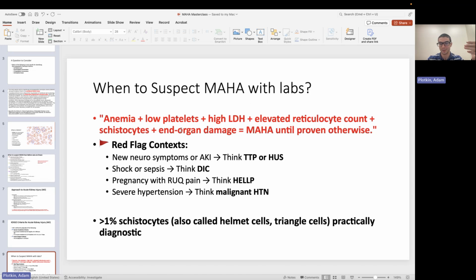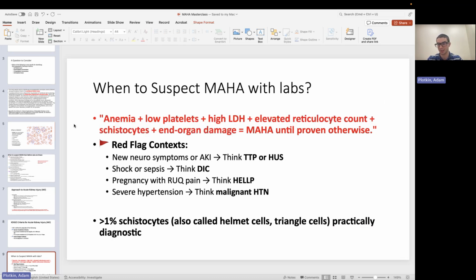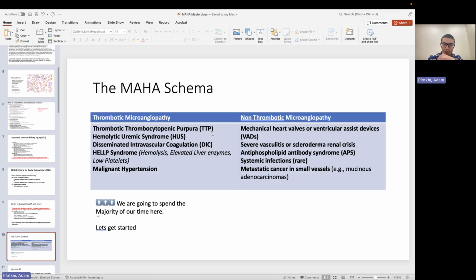But then I get the rest of my labs, right? I see elevated LDH, elevated retic, elevated indirect bilirubin, schistocytes, end organ damage. Man, we're thinking MAHA until proven otherwise. If I see all this, or just anemia plus low platelets and neuro symptoms, I want you to think about TTP right off the bat. And we'll talk about why, because that's probably the most scary, along with DIC, and that'll kill the patient if we don't treat them.